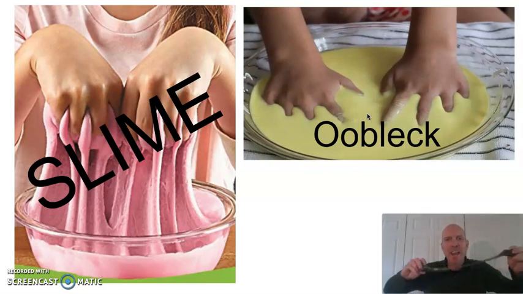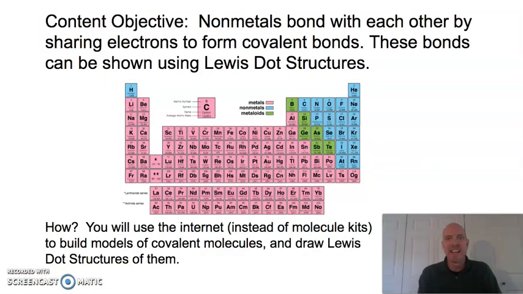These things are all made out of something called a polymer, and polymers are all over our lives. Plastics are made out of polymers. Polymers are made out of something called a covalent molecule with covalent bonds, and that's what today is all about. So the objective is this: nonmetals bond with each other by sharing electrons to form covalent bonds. These bonds can be shown using Lewis dot structures.